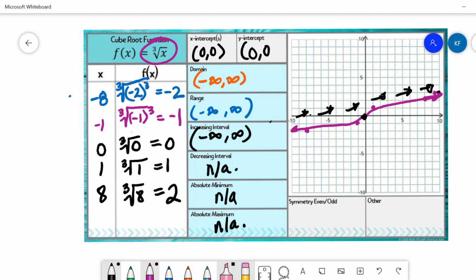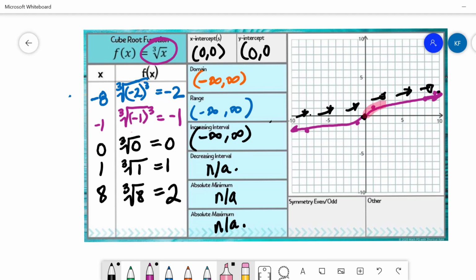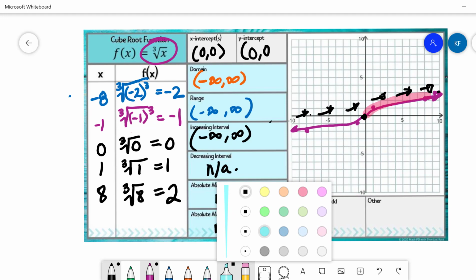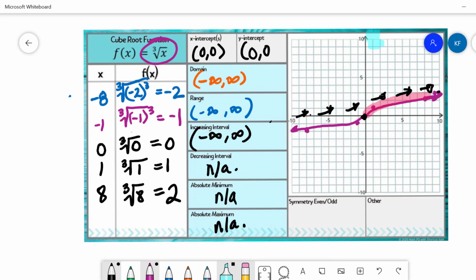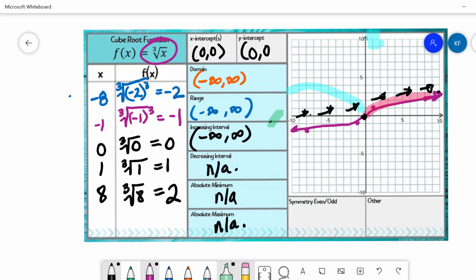Then we need to look at symmetry, and this does have symmetry. So if I take this part of the graph and I flip this part of the graph over the y-axis, I'll get something that looks like this. And then finally, I'll flip it over the x-axis and I will get that nice symmetry here. So this graph is odd. And I don't need to worry about other. So that is the cubic function.